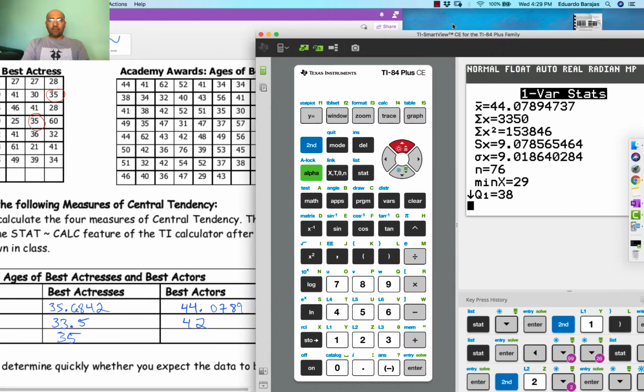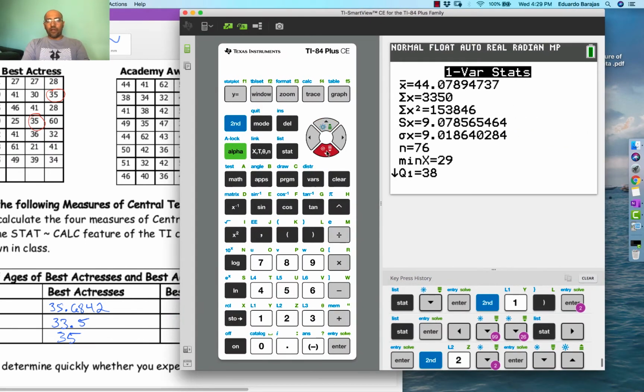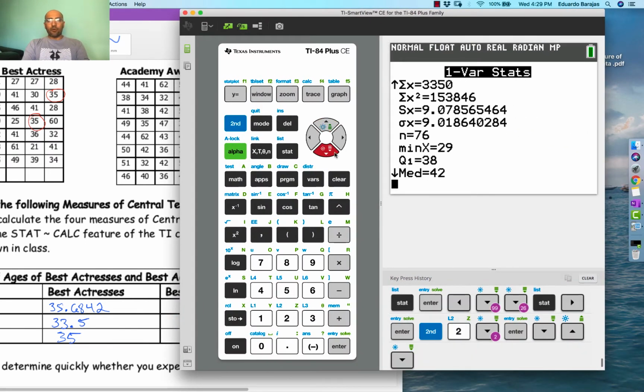Okay, remember the median, again, it's down here, so don't lose it. You've got to use your arrows to go down. There it is. The median is 42.